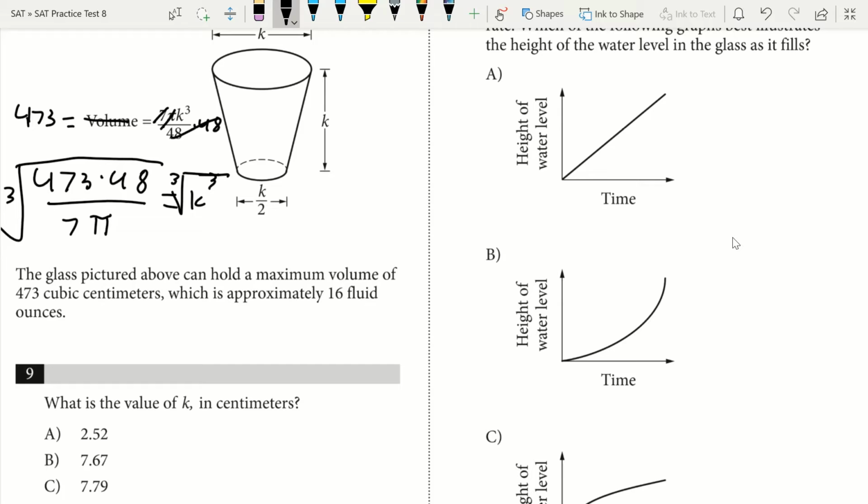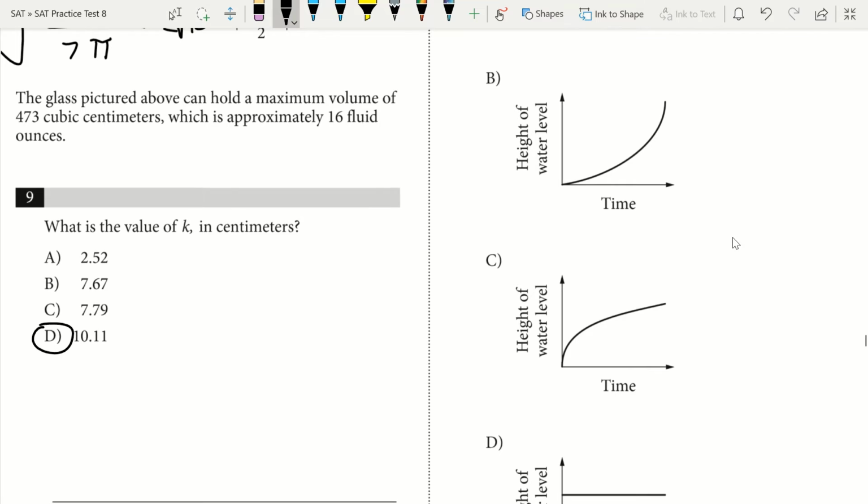So I'm going to go ahead and plug that in my calculator. So I'm going to have the third root of 473 times 48, all divided by 7 pi. And when I do that, I will get the following. I will get 10.11 is going to be my value of K. So my answer is going to be D.